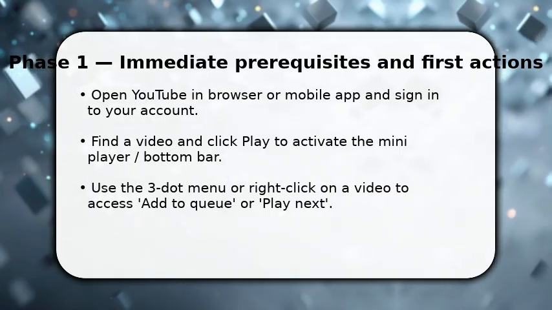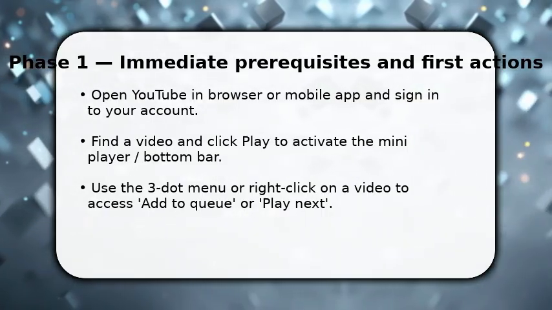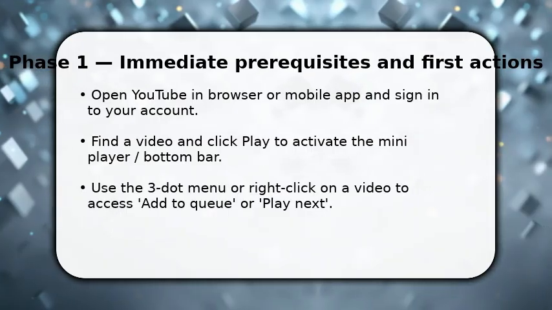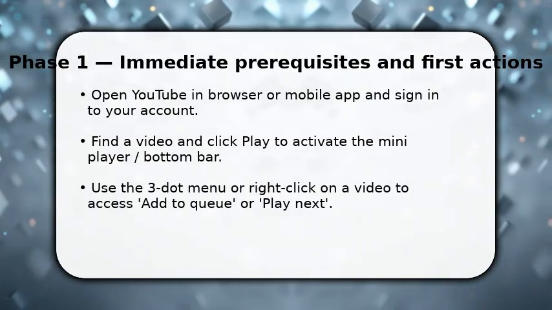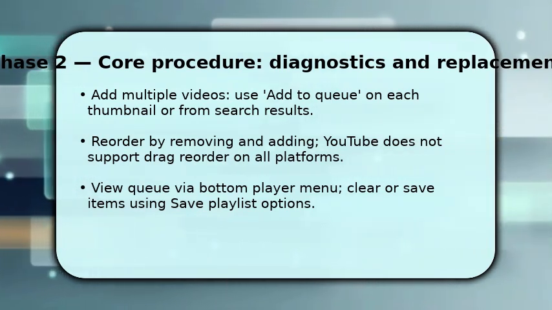Do this immediately for the first few items because the queue builds from the currently playing video. This is the only built-in method to create an ephemeral, session-based queue quickly. Once you have a playing video, keep adding items the same way. Search results, recommended lists, and channel pages all offer the three-dot menu.